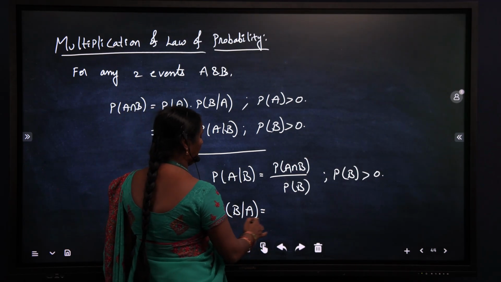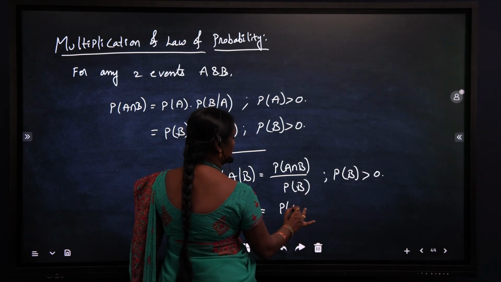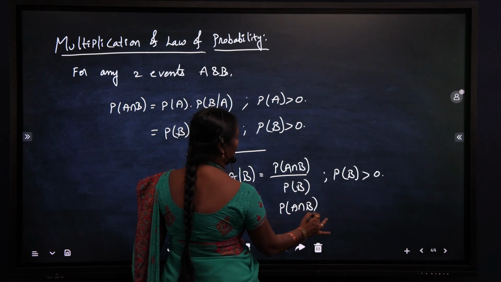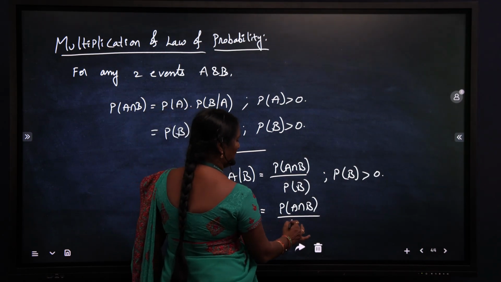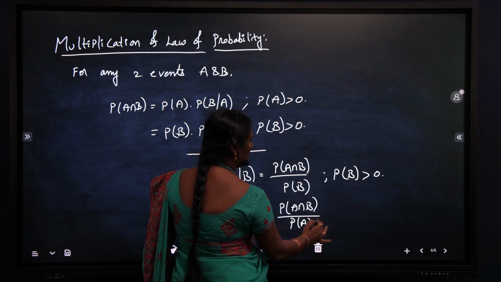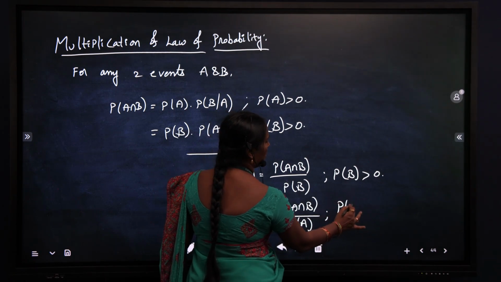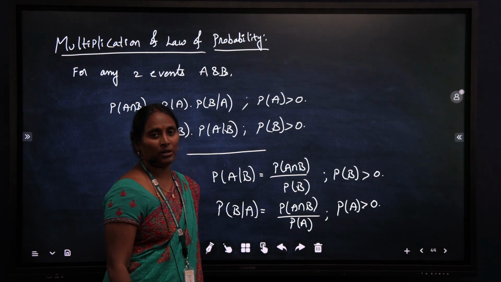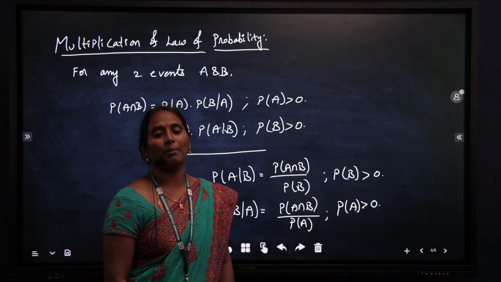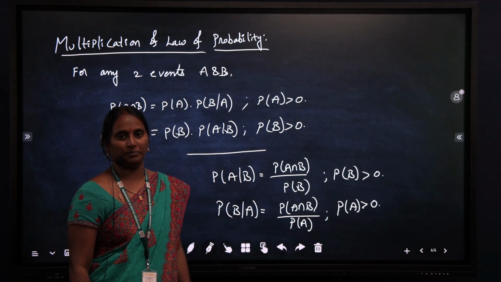So we are going to write this as P of B given A is equal to P of A intersection B by P of A, because the event A has already happened. So we write this as equal to P of A intersection B by P of A, where P of A is greater than 0. The same idea of conditional probability is what we define in the multiplication law of probability.